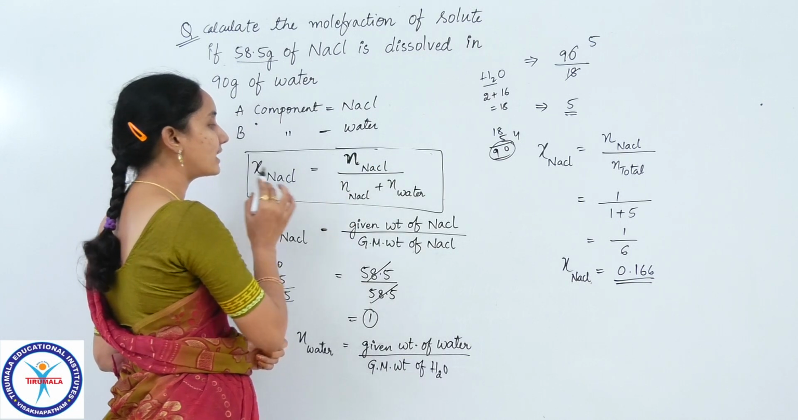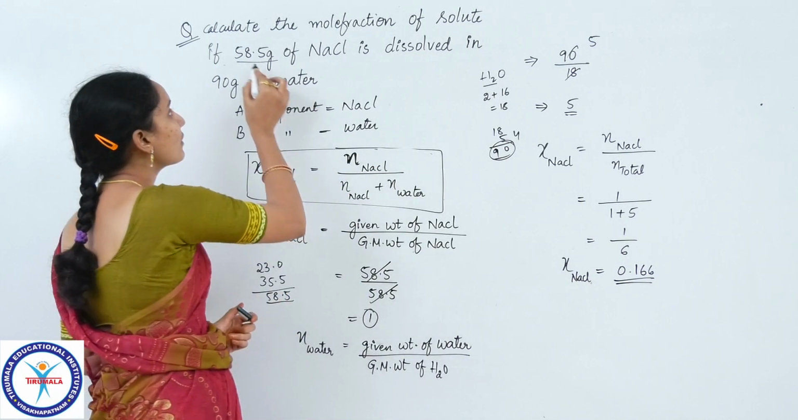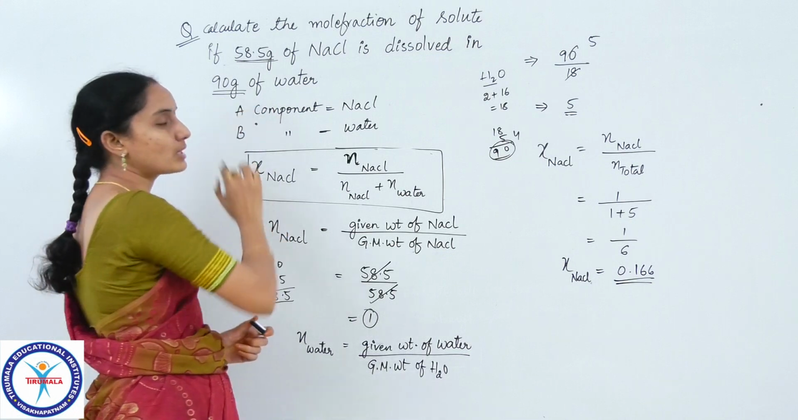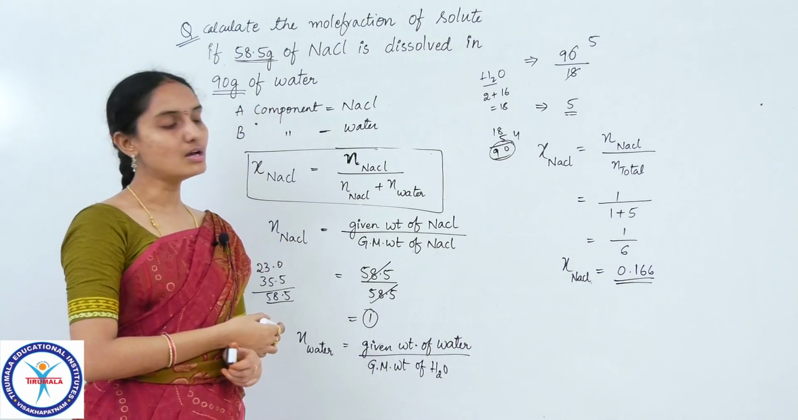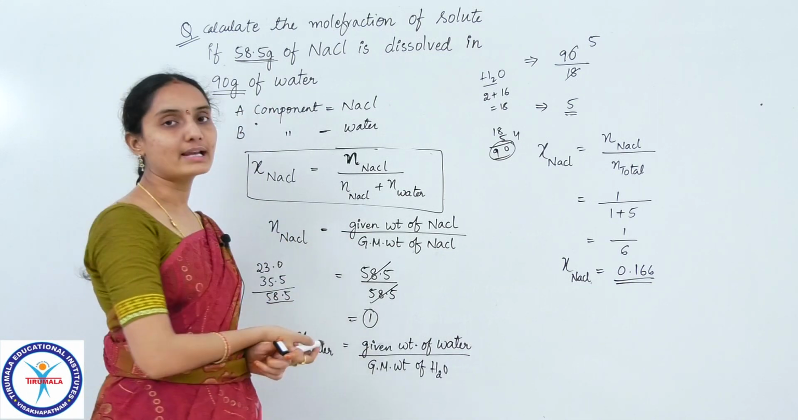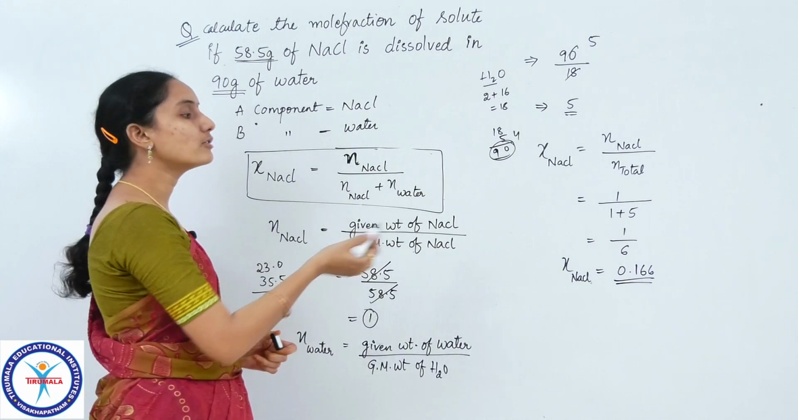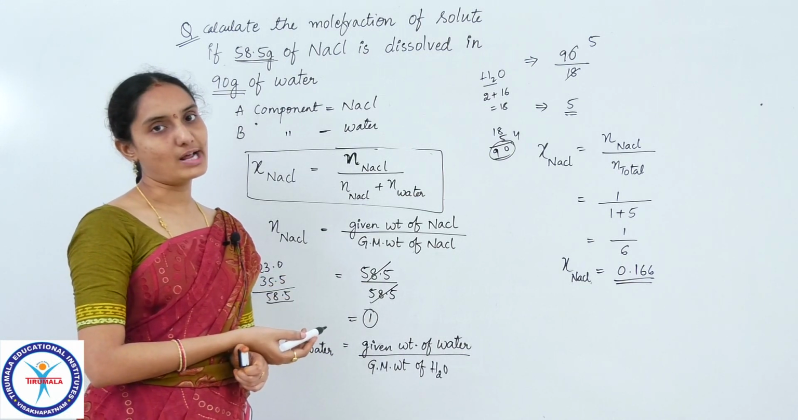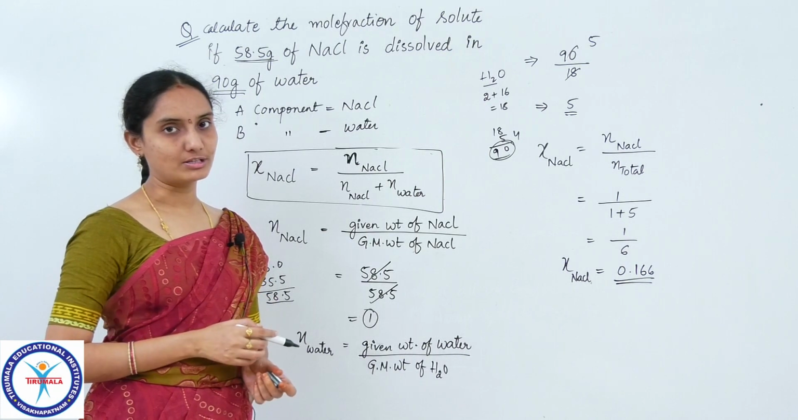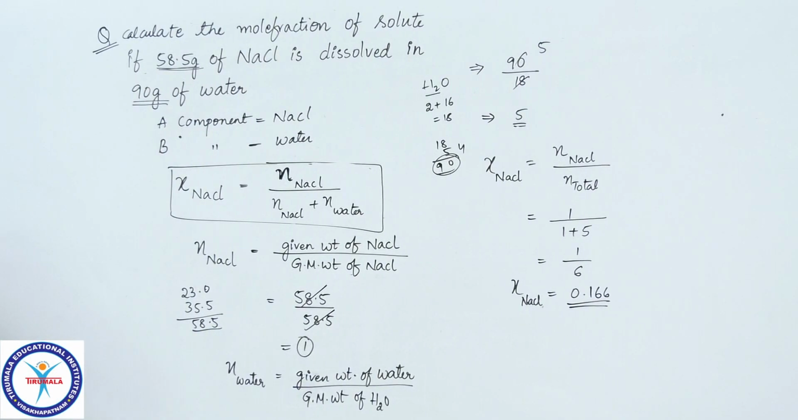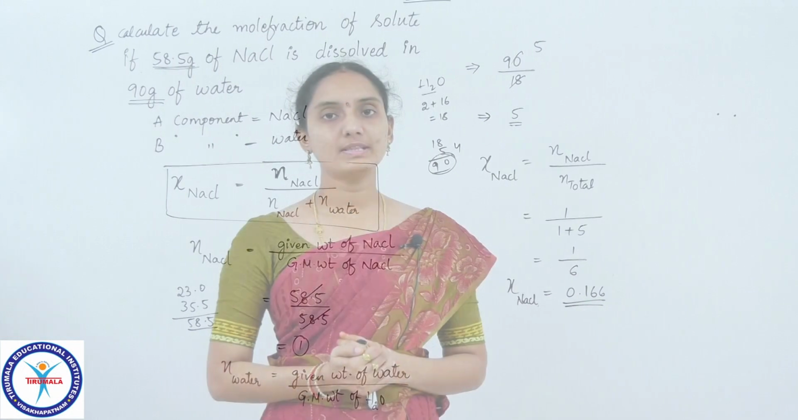So what we have to conclude from this sum, children, is that if number of moles are not given directly in order to calculate the mole fraction, they would give you the weights of the particular solute and solvent present in that solution. So using those weights you have to calculate the number of moles and then you have to calculate the mole fraction of that particular component, children. So with this we have completed the discussion of units of concentration, children.